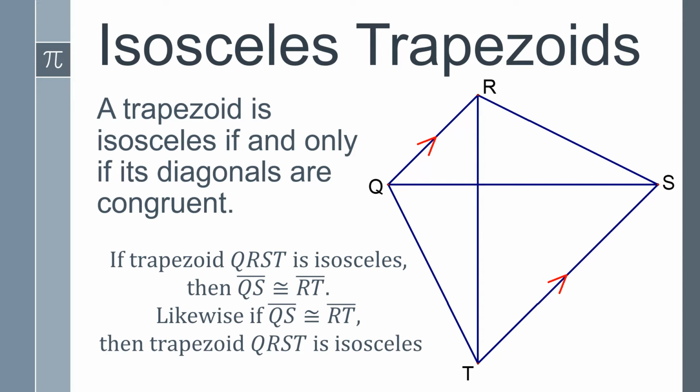Well, again, this only has one pair of opposite sides parallel. So that's the difference. If it's got both pairs of opposite sides parallel, it's a parallelogram. If the diagonals are congruent, it's a rectangle. If that is not true, you only have one pair of opposite sides parallel. Now it's an isosceles trapezoid.